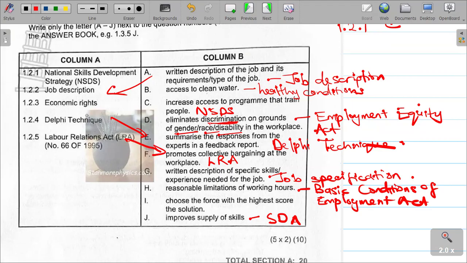Economic rights, I can't find the correct answer which can describe the economic rights. I think economic rights are the rights to basic salaries, rights to a permanent position at work, rights to be compensated at work, right? I think that's something around that.